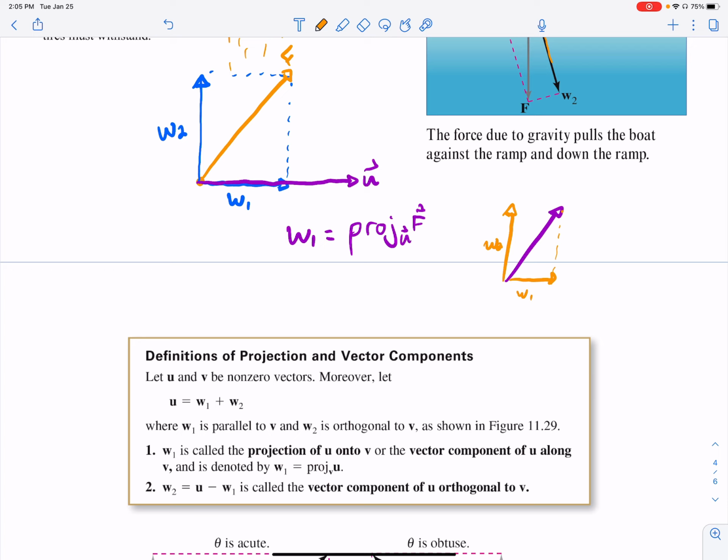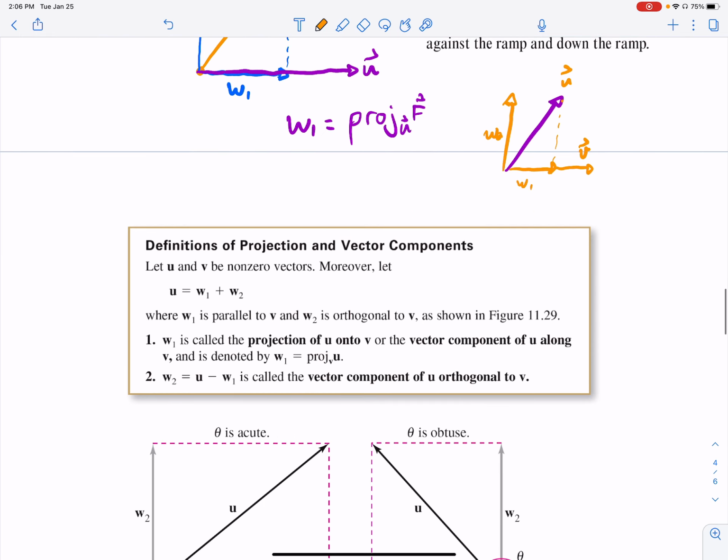It says where W1 is parallel to V. Oh, I see what it's saying. Okay, on to V. So that would be like if V was right here. This would be U. V is right there. I get what they're saying. So W1 is parallel to V. W2 is orthogonal to V. All right. W1 is called the projection of U onto V. This is U here, right? On to V. This is V. It's not really clear there, but this is V.